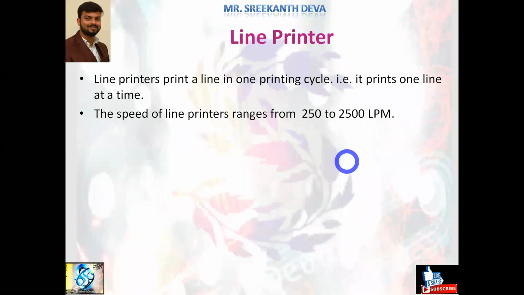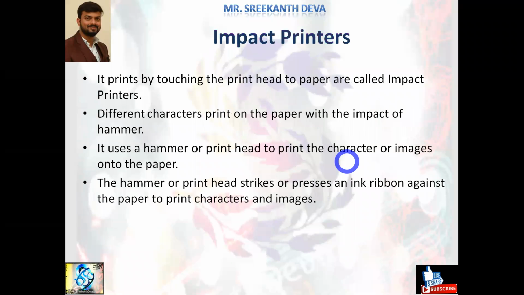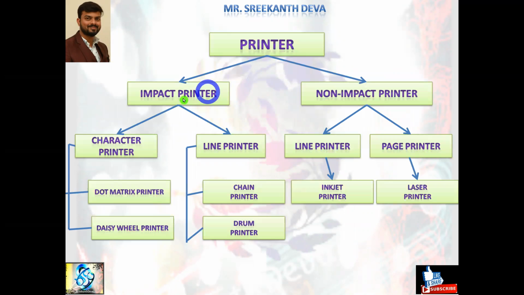The second one is the line printer. Don't get confused, okay? Here I am talking about impact printers. I discussed character printers, categorized into dot matrix printers and daisy wheel printers. Now I am talking about the line printer.